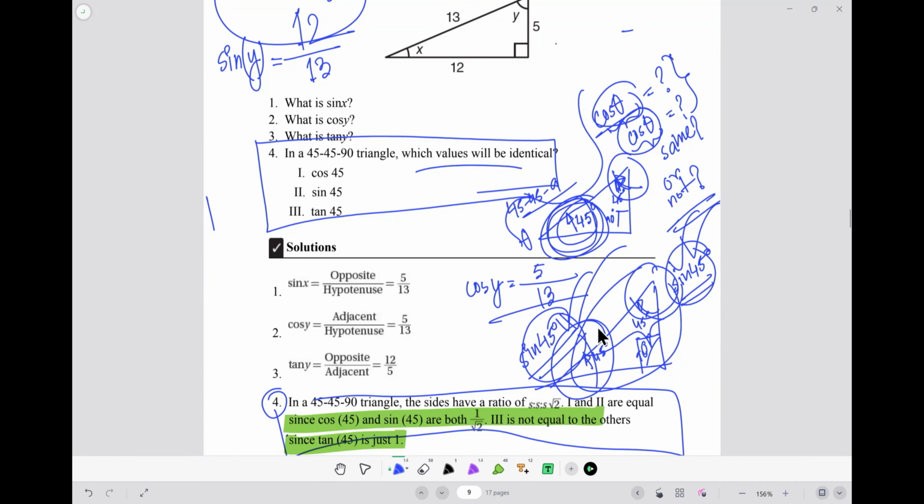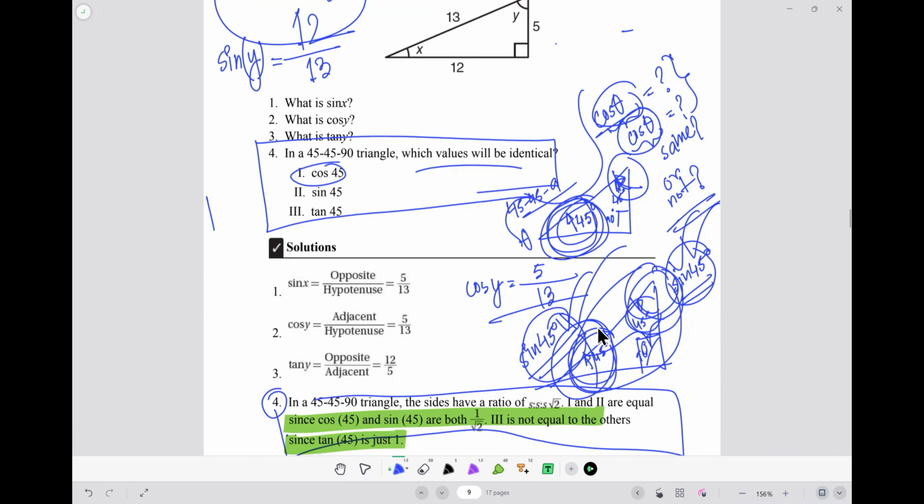Values will be identical means that cos 45 has two different values, because this is 45 degree and this is also 45 degree. So we can apply the cosine function for this angle, and we can also apply the cosine function for this angle. Do you understand?